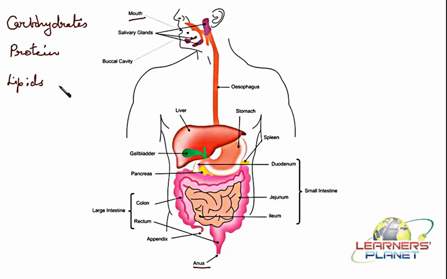Fine. So if it is carbohydrate, we can say that the digestion of carbohydrates begins in the mouth, right? Why is it possible in the mouth?